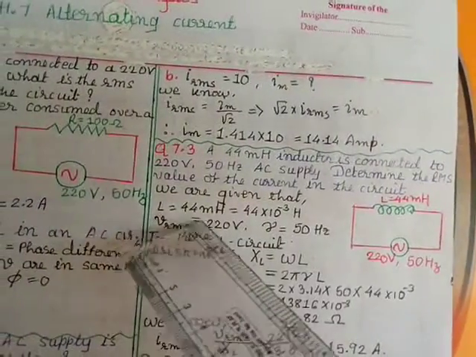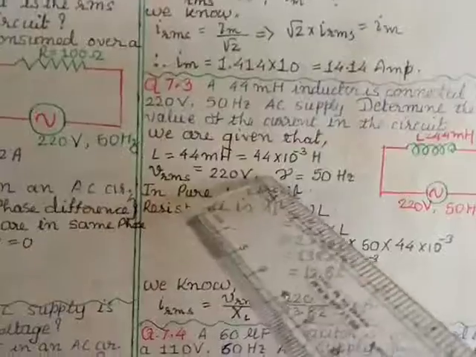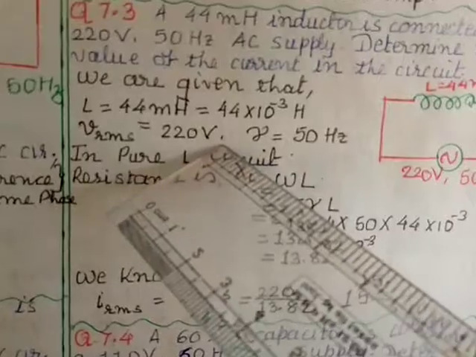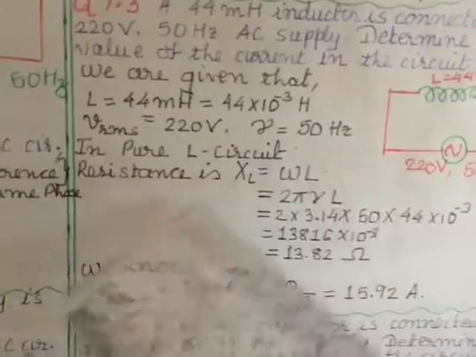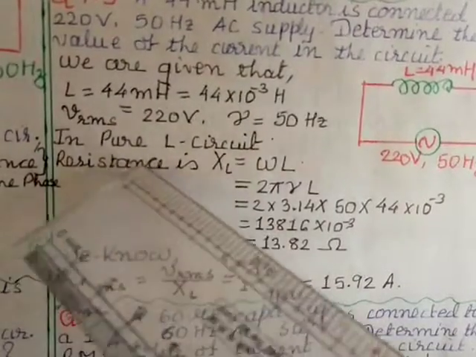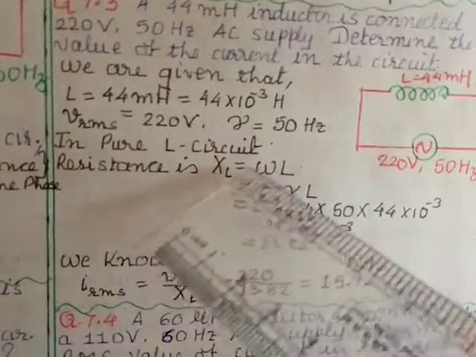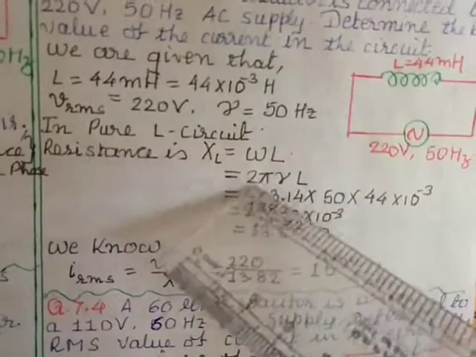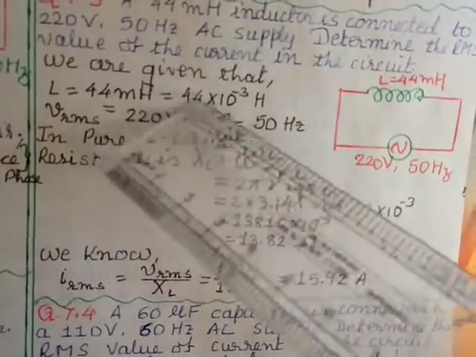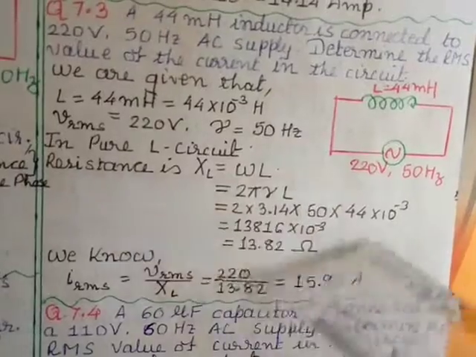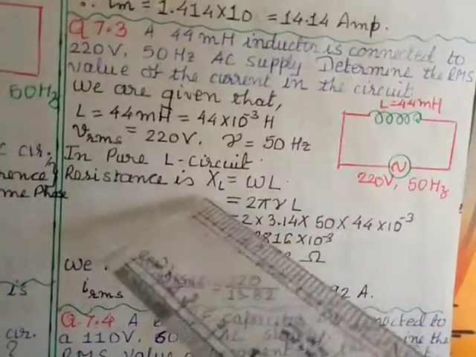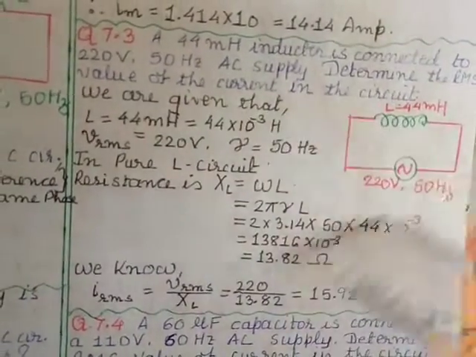We are given L is equal to 44 millihenry. Convert it into henry by multiplying by 10 to the power minus 3. And VRMS is given as 220 volt and frequency mu is equal to 50 Hz. In a pure L circuit, that is an inductive circuit, resistance is XL equal to omega L. Omega is 2 pi mu into L, and 2 as it is, pi is 3.14, mu is 50 given in the question and L is 44 into 10 to the power minus 3. Multiply, you get 13.82 ohm. So this is the resistance offered by the inductor because this is a pure inductive circuit.